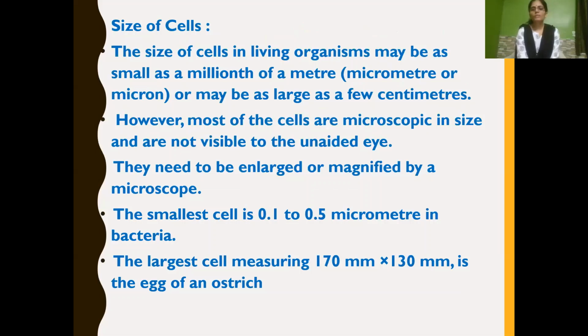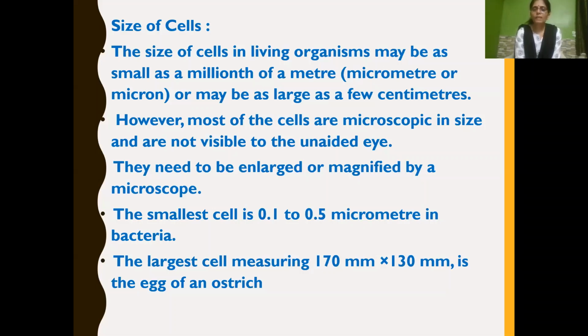Now coming to the size of the cell. The size of cells in living organisms may be very small, as small as a millionth of a meter, that is a micrometer, or micron, or it may be as large as a few centimeters. However, most of the cells are microscopic in size, that is, we cannot see them with our naked eye, and they need to be enlarged and magnified by a microscope.